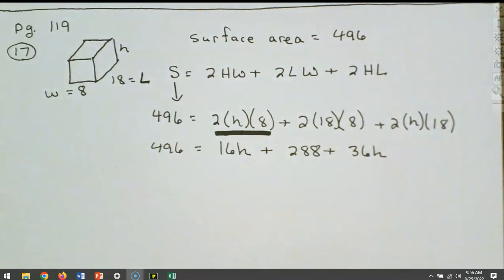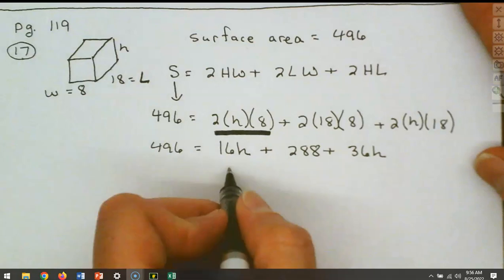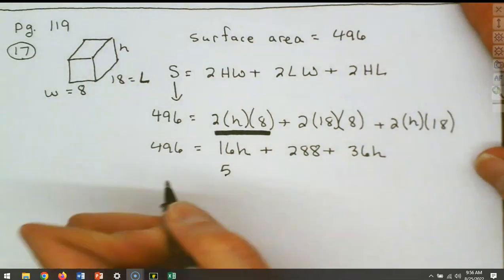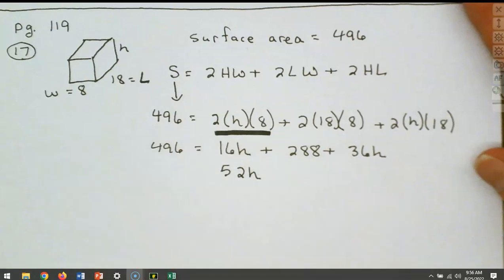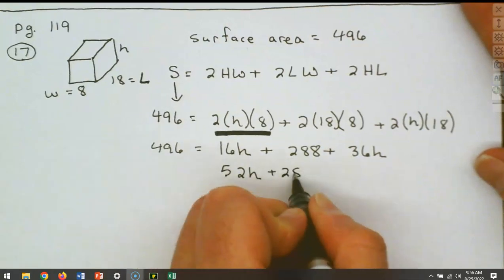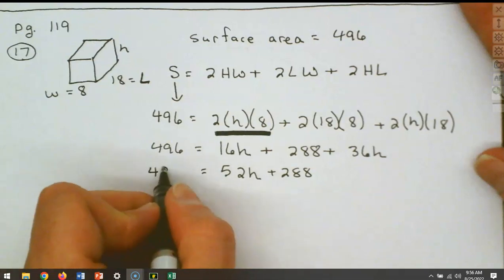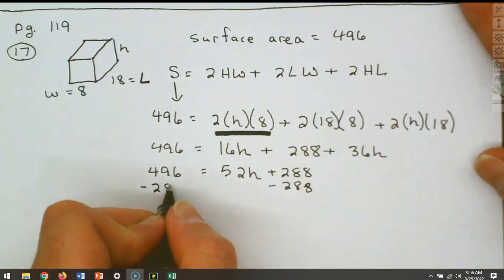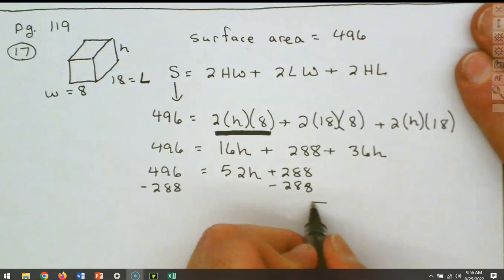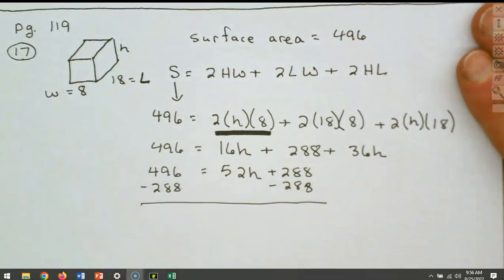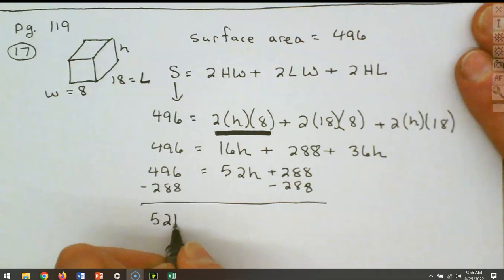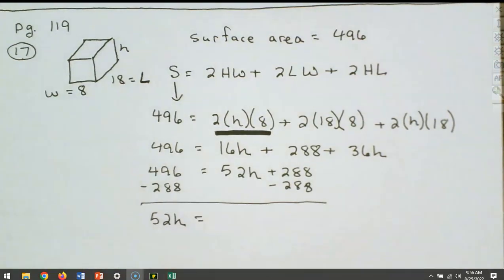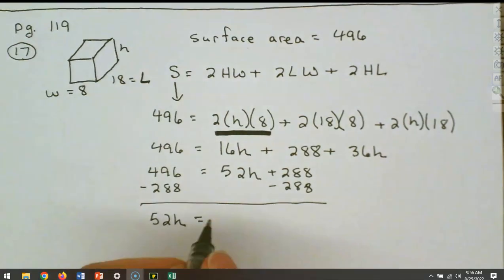So I'm going to combine together on the right-hand side first, the H's. So adding those together, that gives you now a 52H when we add those up, plus 288. I'm going to move that 288 over. And I always like to have the variable on the left. So on the left-hand side, I'm going to write my 52H. And on the right-hand side, we have 496 minus 288. That gives me 208.